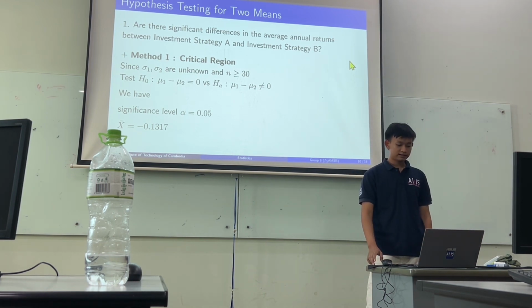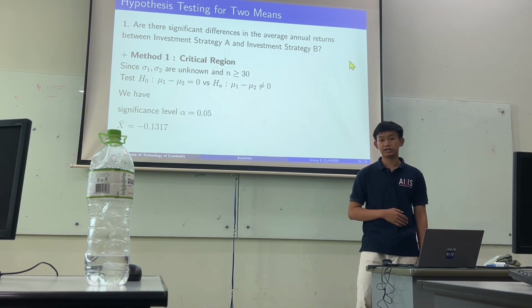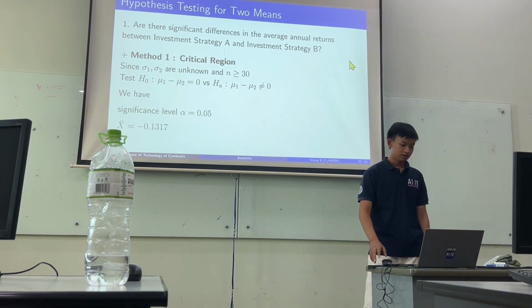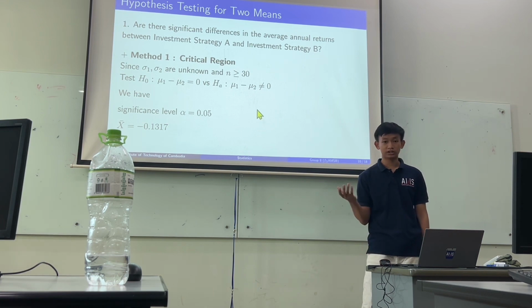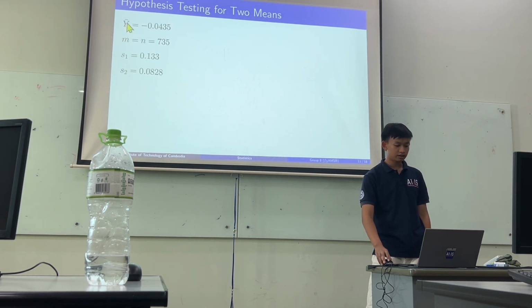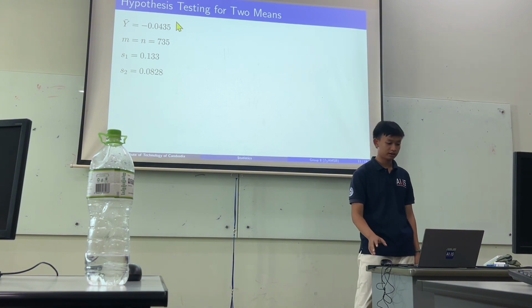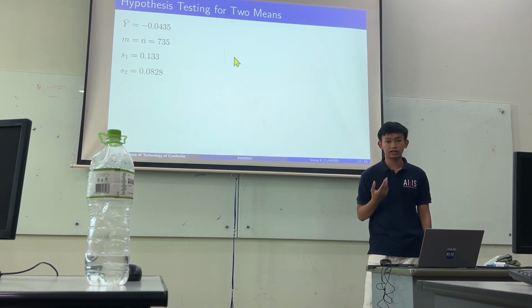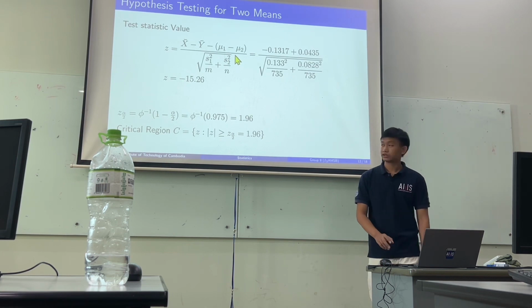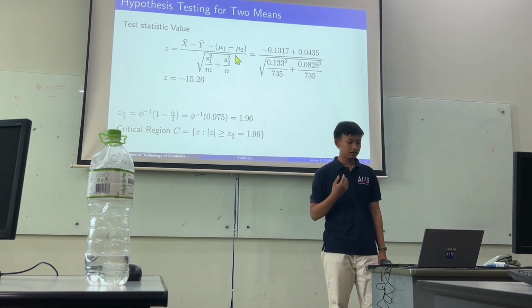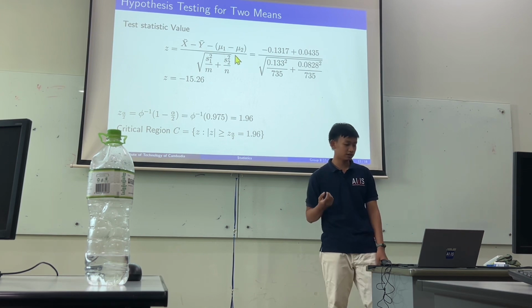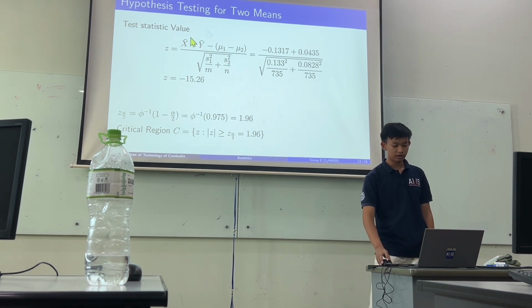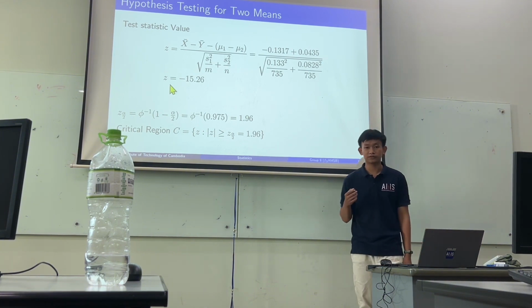So since we don't know the standard deviation and the sample size is huge, we will be using the z-test. And we have the following variables: x bar, which is the average annual return of lump sum, and y bar is the average annual return of DCA, and so on, that we calculated from the code demo earlier. Since we use a z-test, we will first calculate the z-score, and substituting all the values in the formula, we get z equal to minus 15.26.